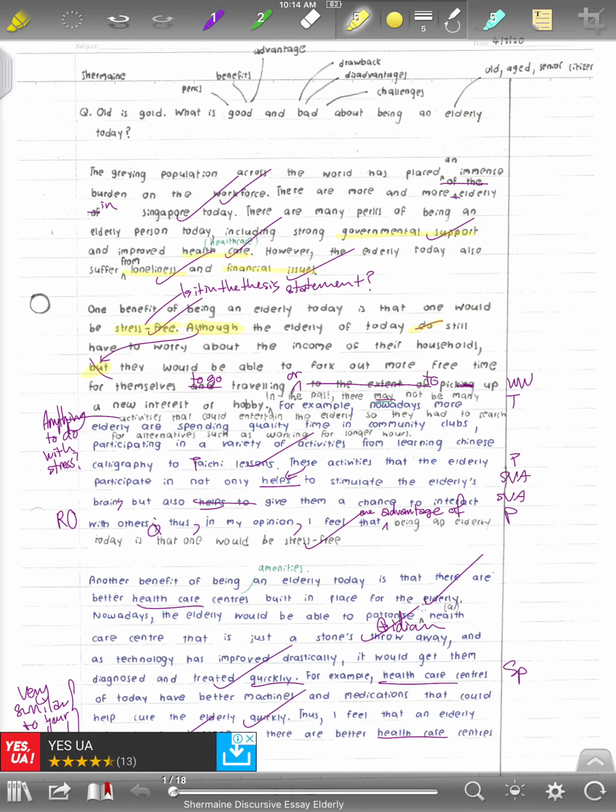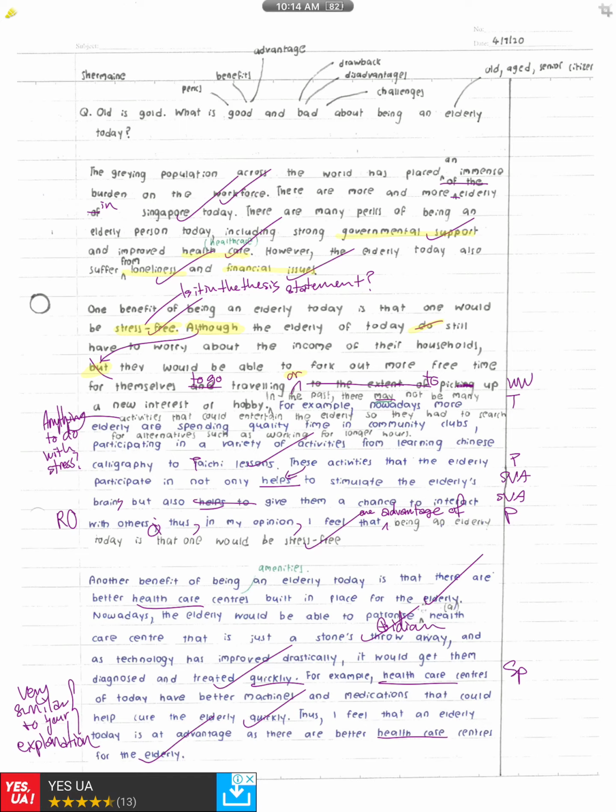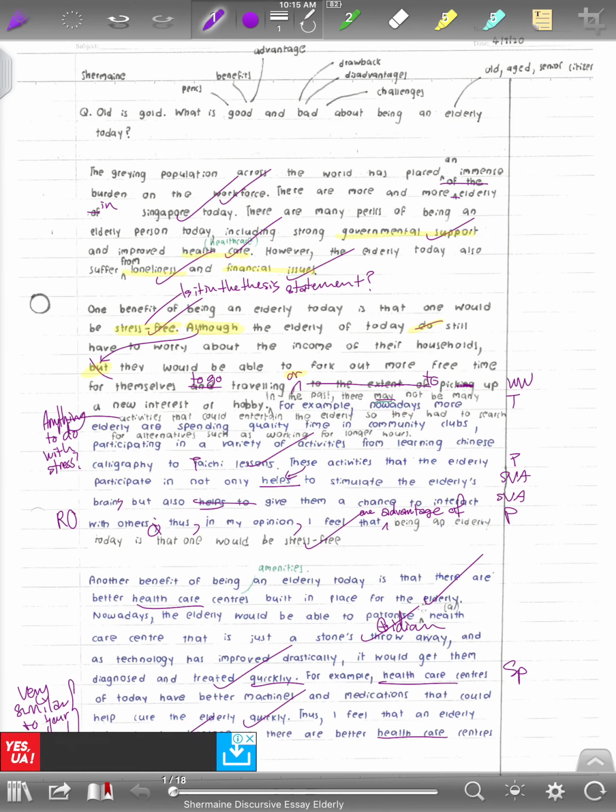It's actually very common for students to make this error. So when you want to use "and" to put two things together, you have to read it a few times to make sure that the sentence structure, the two phrases or clauses, are of the same structure.